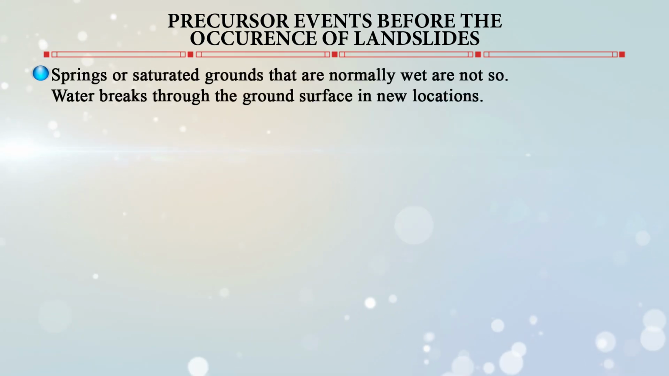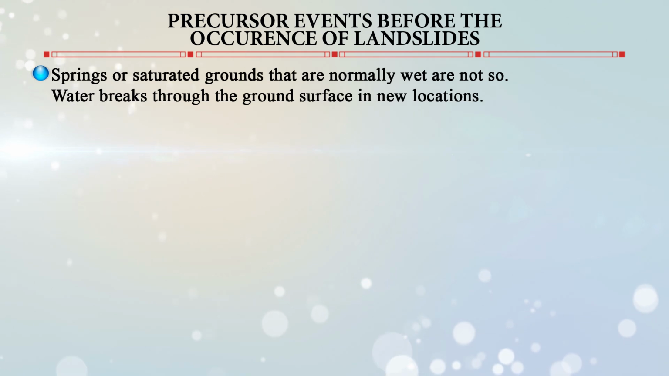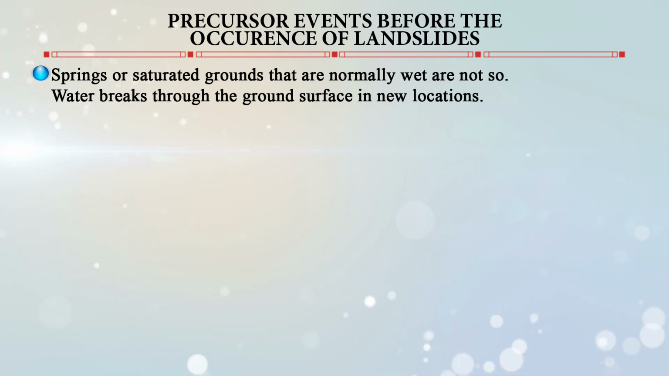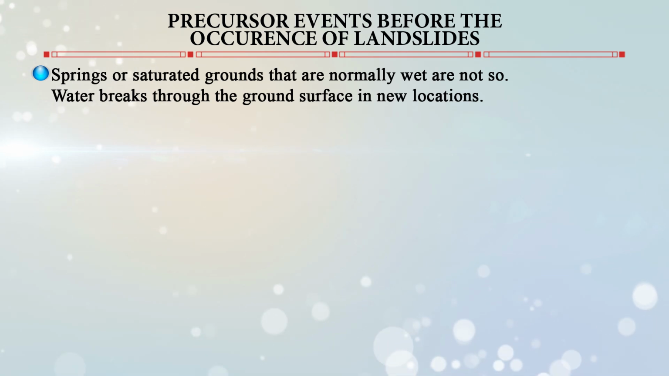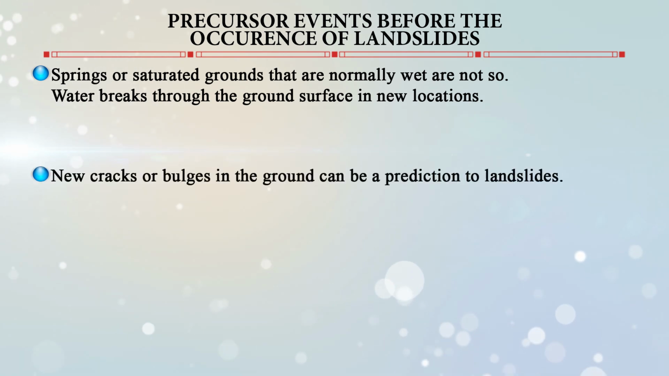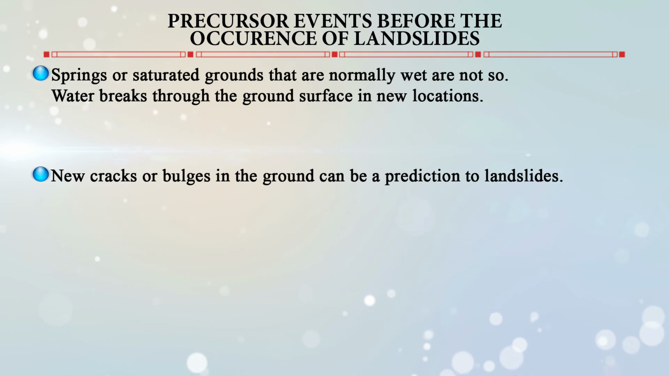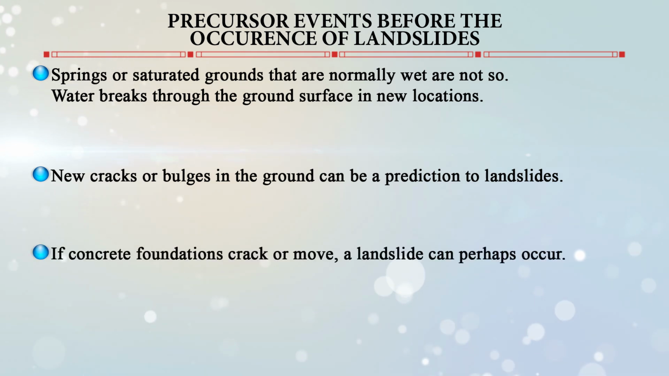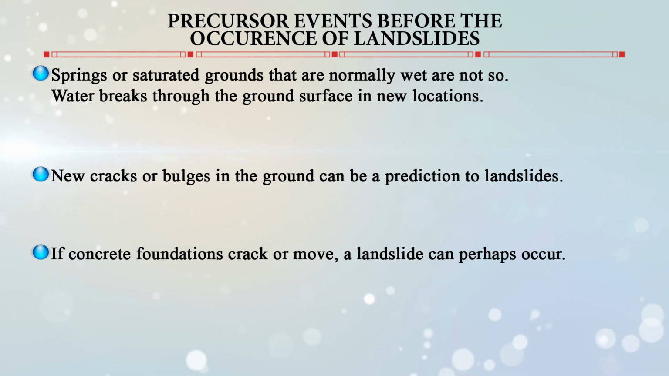What are the precursor events before the occurrence of landslides? What are the indicators? Springs or saturated grounds that are normally wet are not so. Water breaks through the ground surface in new locations. New cracks or bulges in the ground can be a prediction of a landslide. If the concrete foundations crack or move, a landslide perhaps can occur.